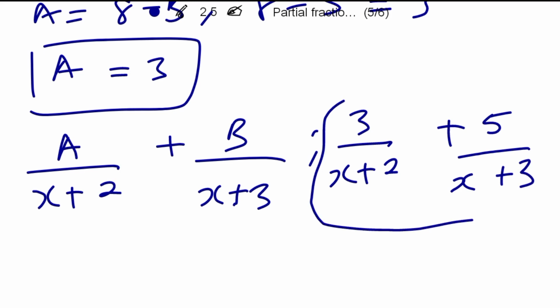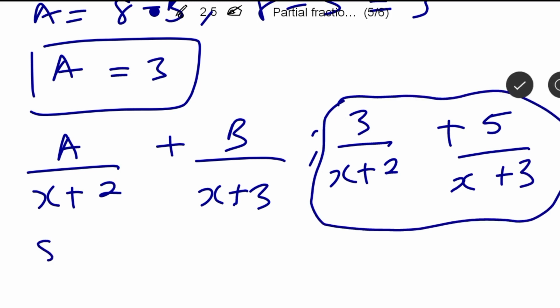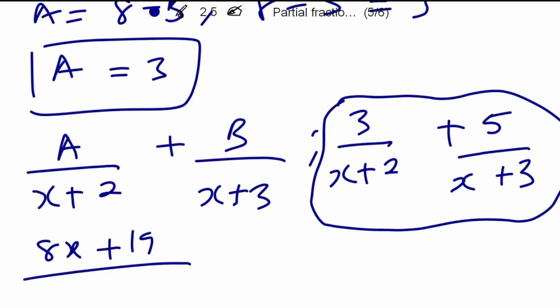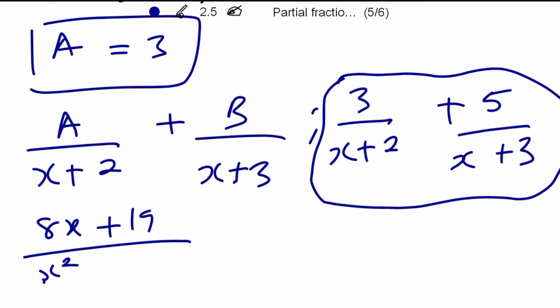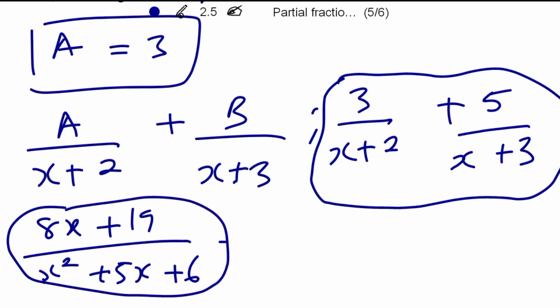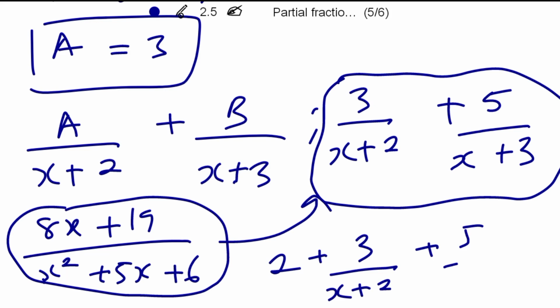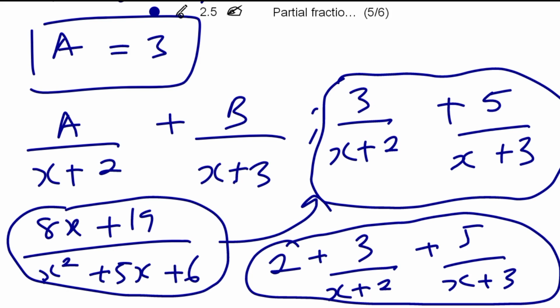Now, you know that this is the value for the expression 8x plus 19 divided by x squared plus 5x plus 6. So this expression is what we decomposed into this. But you remember that we had a 2 previously, added at the beginning, so we have to put that 2 here now. So we have 2 plus 3 over x plus 2 plus 5 over x plus 3. Now this is the full decomposition of the whole problem.